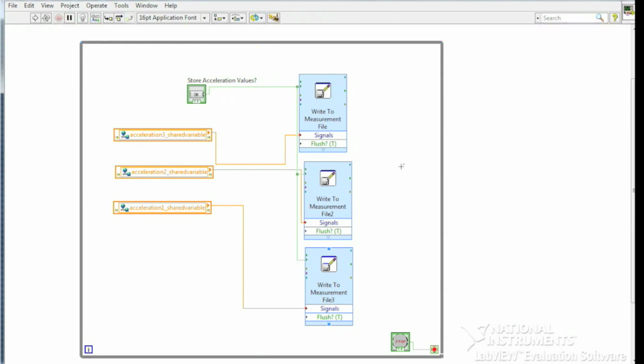This is the block diagram of the sharing VI. So there are 3 shared variables from the second interface. They go into the write to measurement file, and it's controlled by a button.